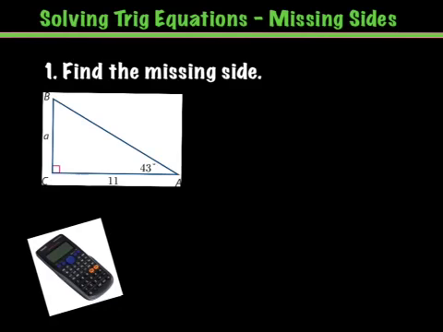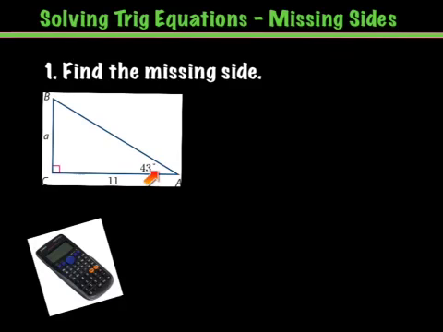Okay, so let's take a look at what we have to find. We have our right triangle. We have to find side BC, which is labeled A. We have a 43-degree angle and one side, 11.